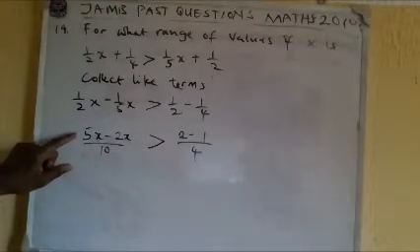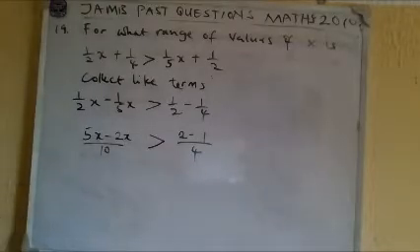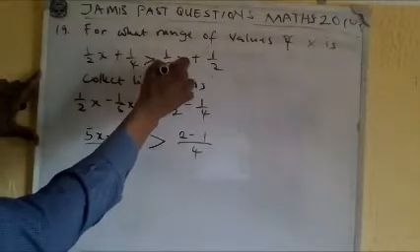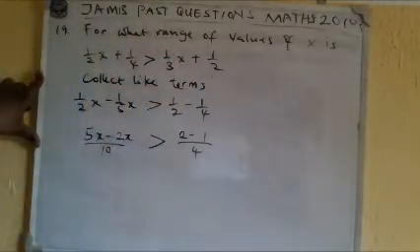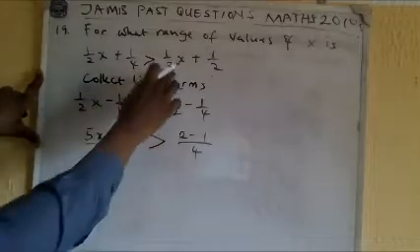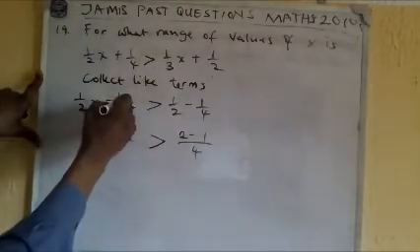This is 5x minus 2x. Okay, hold up. I didn't copy the question very well. It's not supposed to be 5, it's supposed to be 3. If we go to the question in JAMB, the question there is 1 over 3. So if this is coming here, it's 1 over 3.